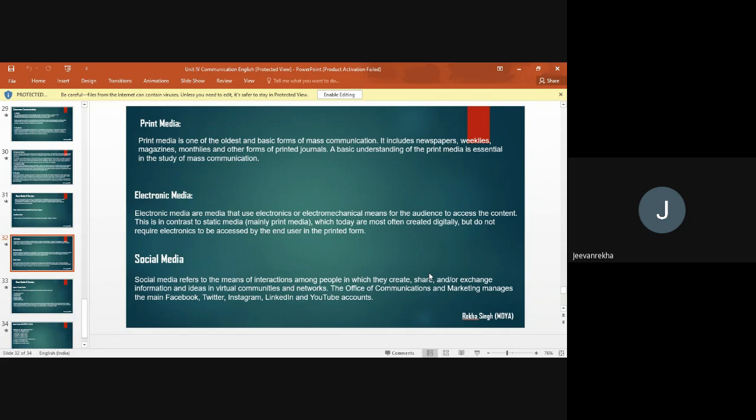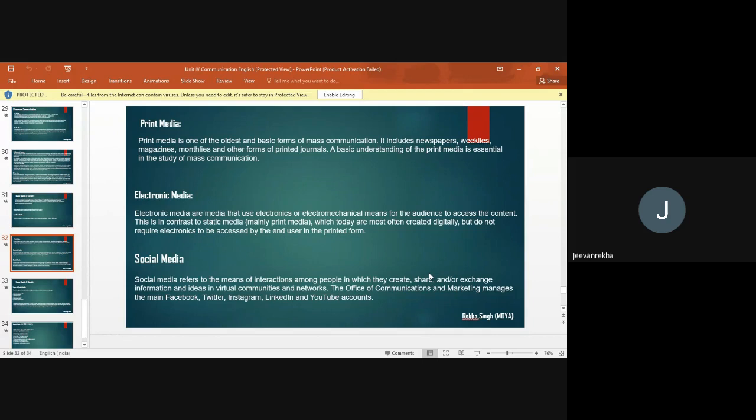You watch news every day. News is coming on TV, right? What is that? That is electronic media. And newspaper is print media, right? So you're watching on TV, that is electronic media, and you are getting a newspaper, that is print media.